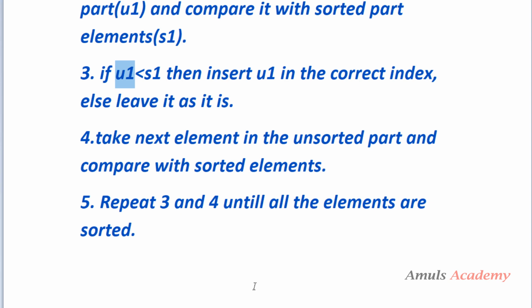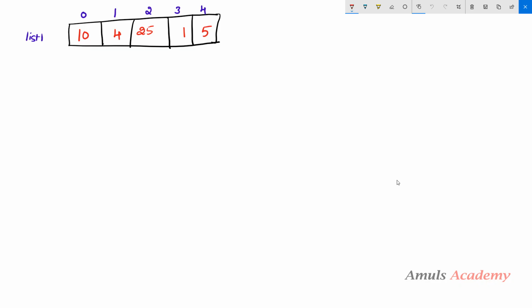We'll see how to use this algorithm to sort a list of numbers. Next we'll take the example. I'll take a few numbers in the list. I'll take the list name as list 1. It contains 5 elements. Now I want to sort these elements in ascending order. For this we are using the insertion sort algorithm. This insertion sort algorithm is similar to arranging cards.